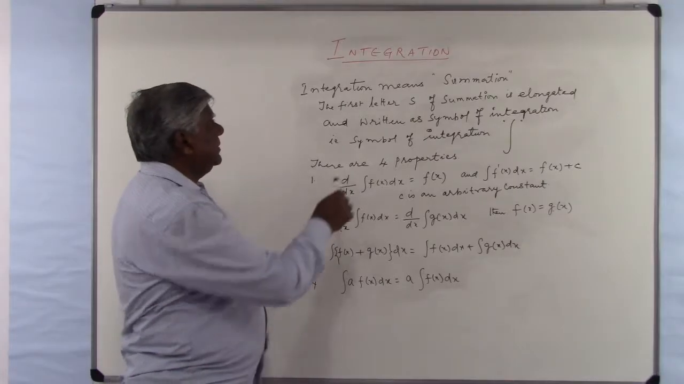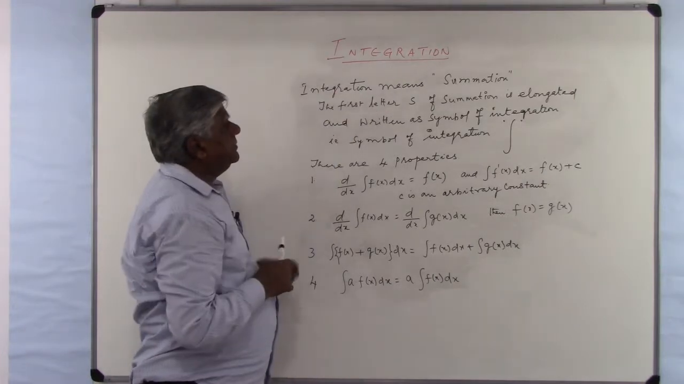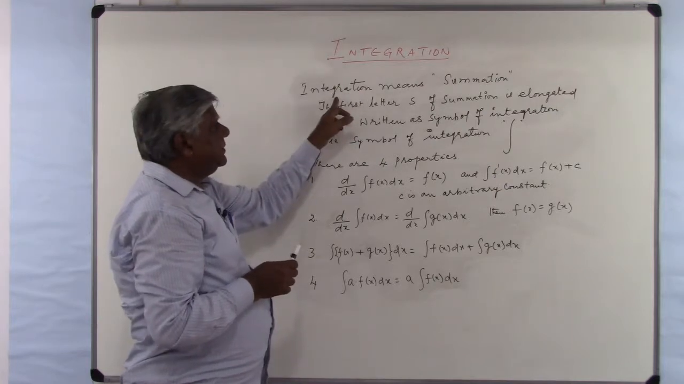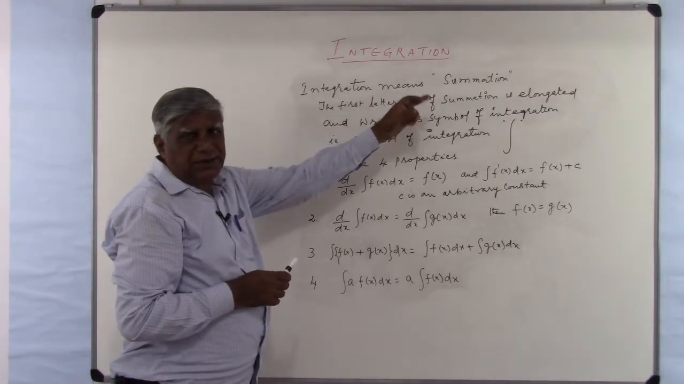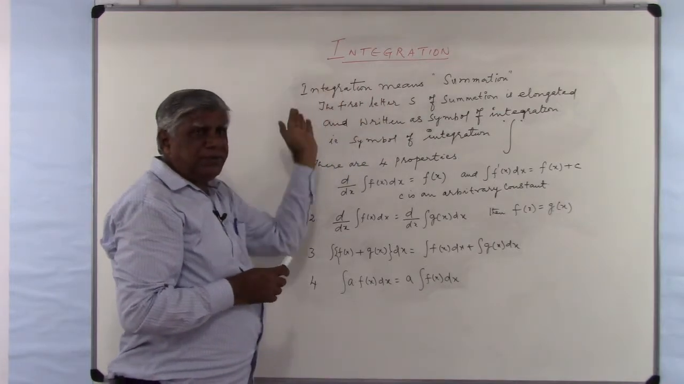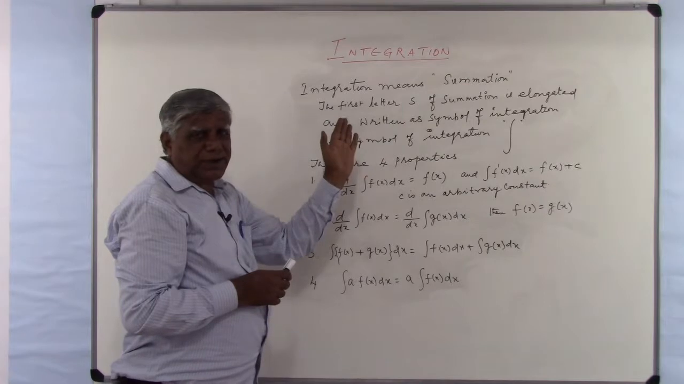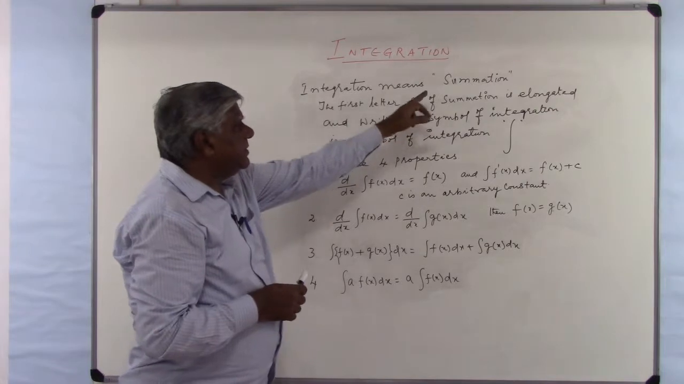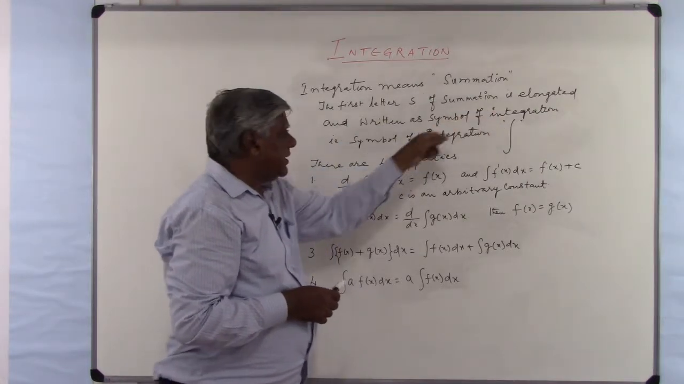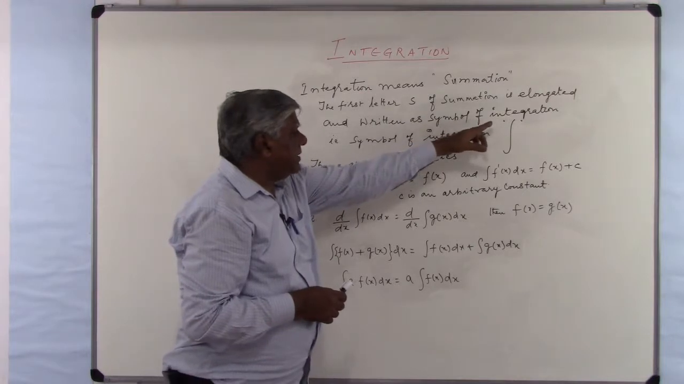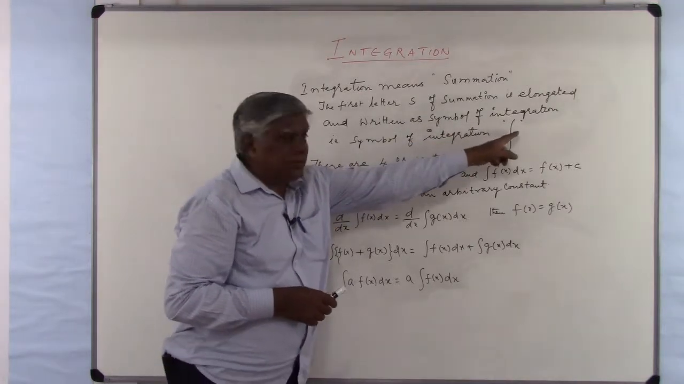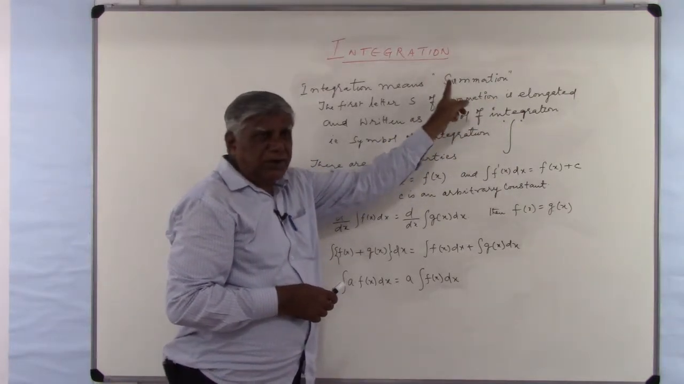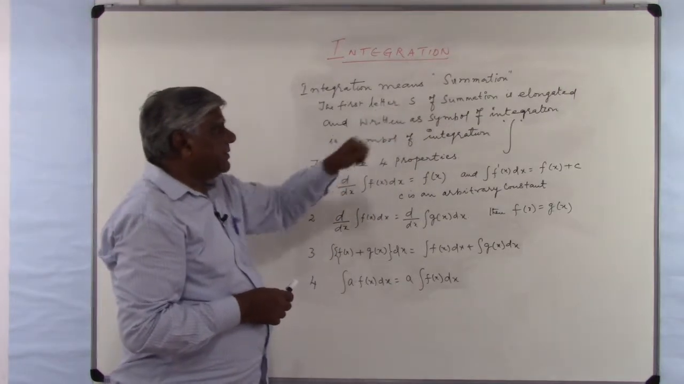Now we will start with integration. This is the chapter where it is a summation. Integration means summation. Differentiation means disintegration. Here, integration means summation. The first letter S of the summation is elongated and written as the symbol of integration. That is, the symbol of integration is what we have shown here. It is an elongation of that summation word, the letter S.